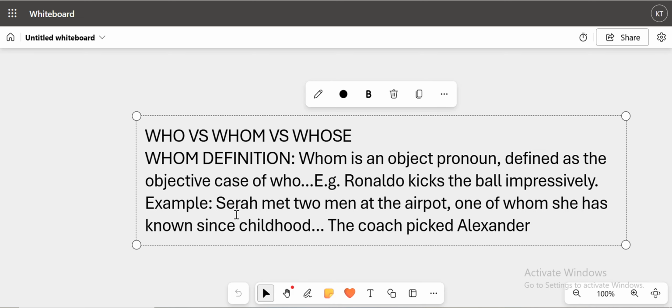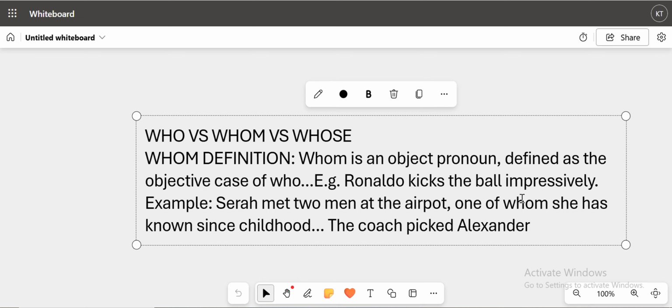Now, we want to describe the objects more, the two men in this sentence. And how do we do that? Which form of the word who do we use? Now, the correct form to use is the one with m: one of whom she has known since childhood. Why are we using whom?